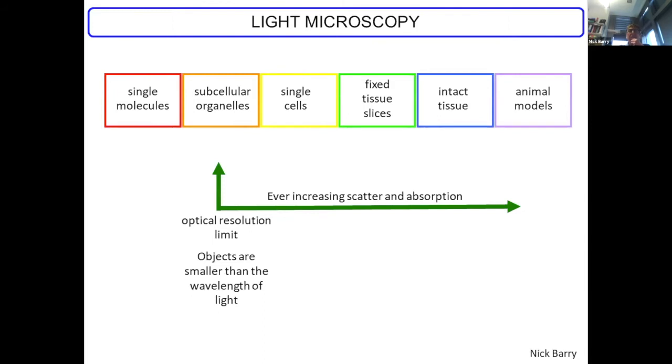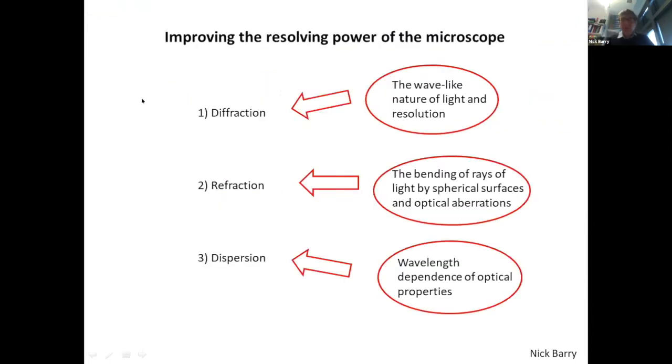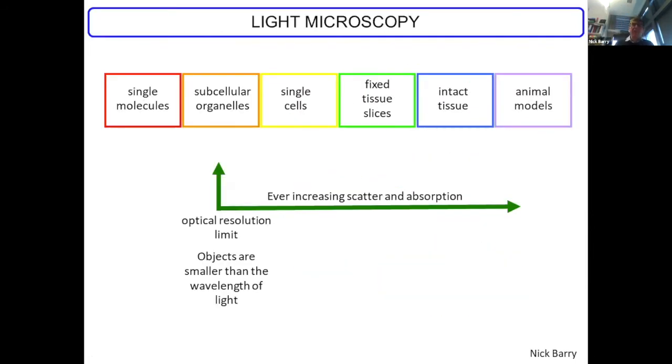Just to go in terms of biological samples, we can work all the way from animal models down to bits of tissue, fixed tissue slices, single cells grown in culture, subcellular organelles within them. And then at some point we basically run out of the ability to visualize stuff. And this is certainly well before single molecules. So microscopes do have this optical resolution limit at the bottom end.